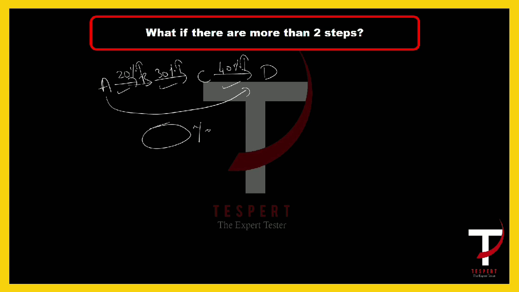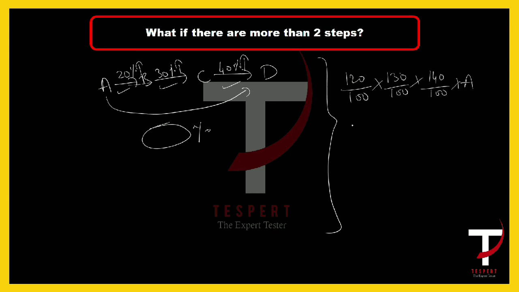We shall follow the same method. From A to B, it is increased by 20%. A 20% increase means we have to add that percentage to 100. 100 plus 20, which is equal to 120 by 100, into 30% increase, so 100 plus 30, which is equal to 130 by 100. 40% increase, so 100 plus 40, which is 140 by 100 of A. So what do we get here? 1.2 into 1.3 into 1.4 of A.